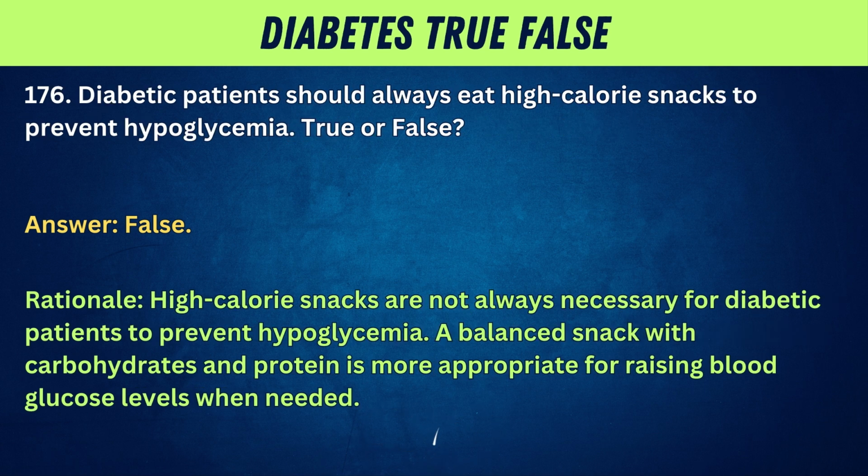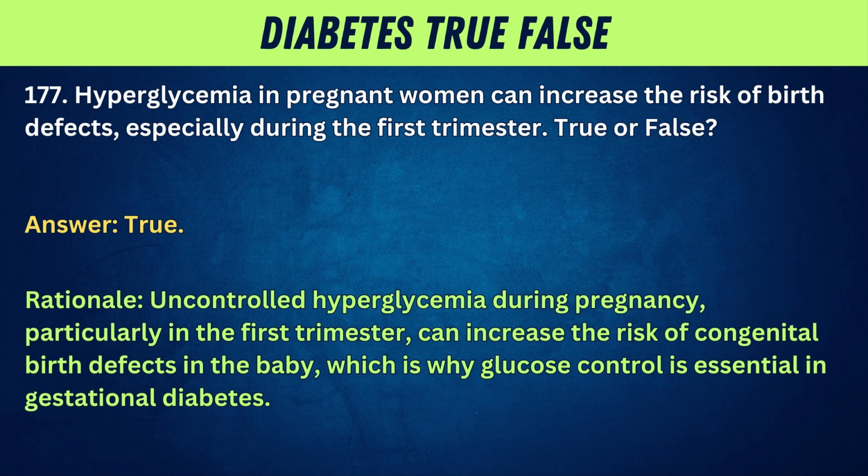176. Diabetic patients should always eat high-calorie snacks to prevent hypoglycemia. True or false? Answer: false. Rationale: high-calorie snacks are not always necessary for diabetic patients to prevent hypoglycemia. A balanced snack with carbohydrates and protein is more appropriate for raising blood glucose levels when needed.